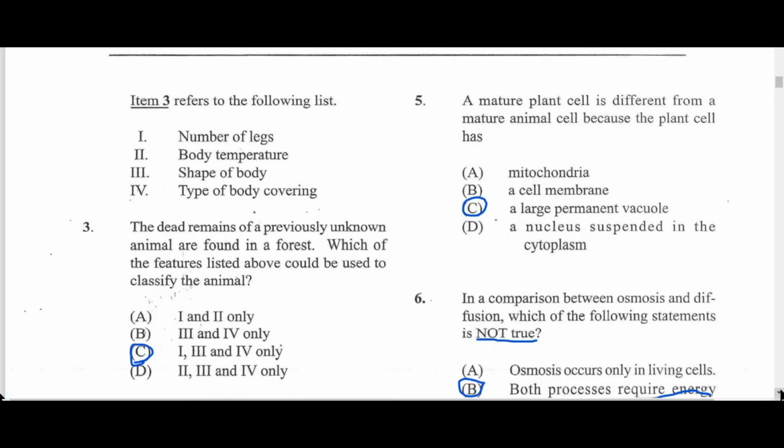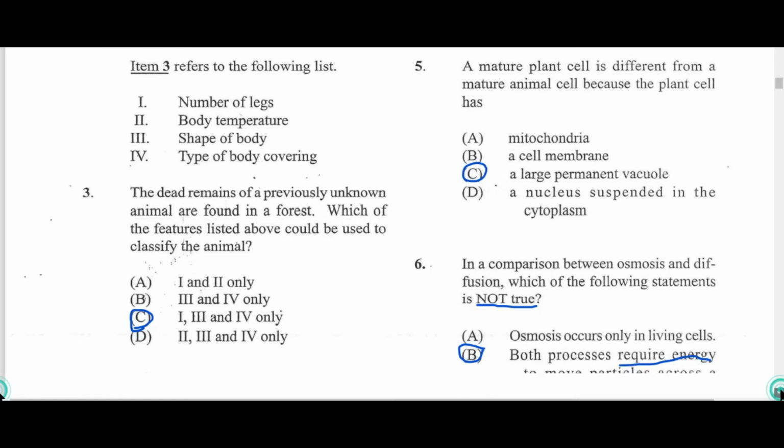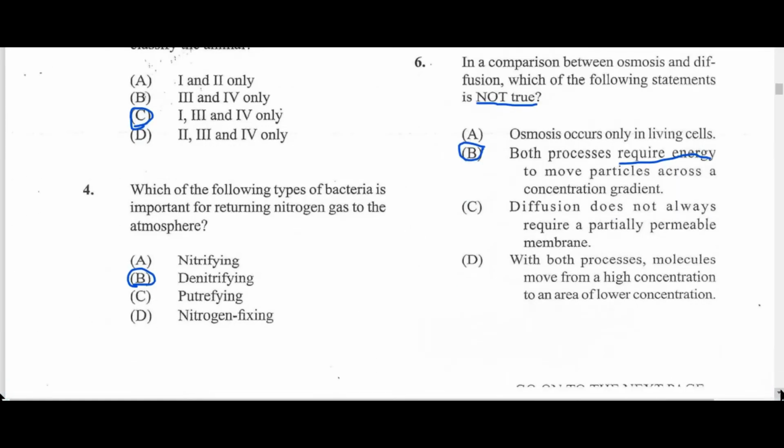Item 3 refers to the following list: number of legs, body temperature, shape of body, type of body covering. The dead remains of a previously unknown animal are found in a forest. Which of the features listed above could be used to classify the animal? I chose C, number of legs, shape of body, type of body covering, because the organism would be dead, so you would not get a true representation of the organism's temperature.